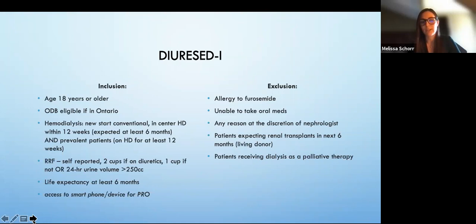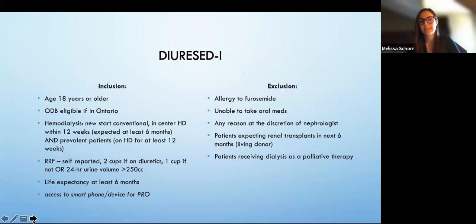We're defining residual renal function as self-reported urine output of 2 cups a day if on a diuretic, or 1 cup if not on a diuretic, or a 24-hour urine collection of greater than 250 cc's within 6 weeks of enrollment. Life expectancy should be at least 6 months, and for our patient-reported outcomes, our participants would need access to a smartphone or device. In terms of exclusion criteria, any allergy to furosemide or inability to take oral medications, any reason at the discretion of the nephrologist, patient expecting renal transplants in the next 6 months, so someone who's being worked up for a living donation, or patients receiving dialysis as a palliative therapy would not be included. Next slide.